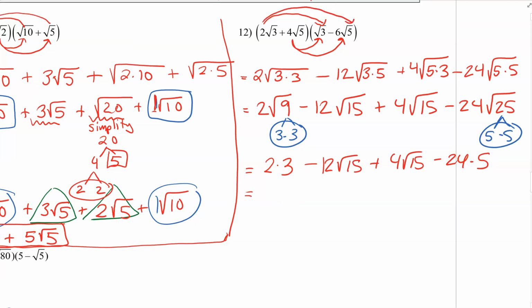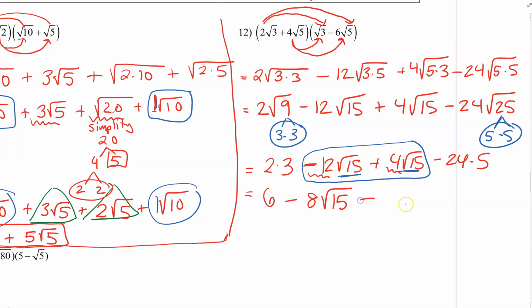Meanwhile, these guys both have a square root of 15, so I can combine those together. Those are like terms. So I have 6 minus 8 times the square root of 15 because I added negative 12 with 4, so they actually subtracted to get 8, and it's negative 8 since the 12 is bigger, and that's the one that's negative. And then minus 120, 24 times 5.